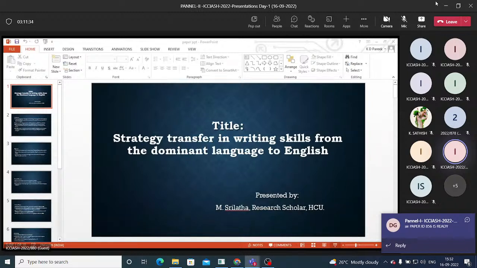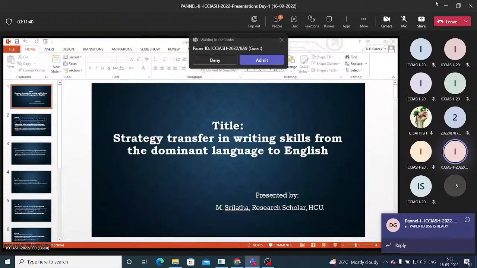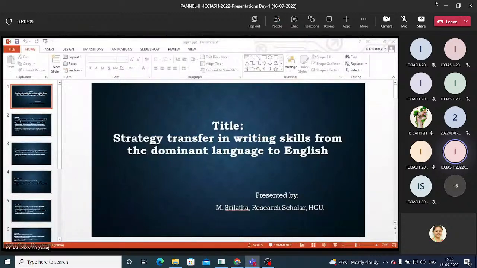And strategies transfer. Strategies transfer means if the learner wants to learn a target language, they can transfer their linguistic knowledge from their dominant language or their first language to their target language. We can call it strategies transfer. And the objectives of the study: to find out the strategies used in essay writing in Telugu by Telugu medium students. Second, to know if the strategies used in essay writing in English are the same as those in Telugu. And the third, to check if there is any impact of strategies transfer from the dominant language to English through essay writing.